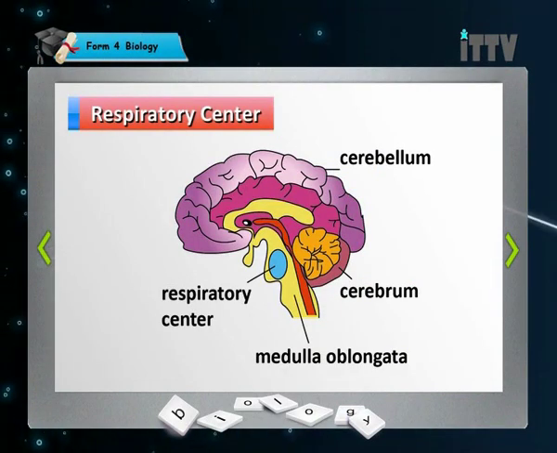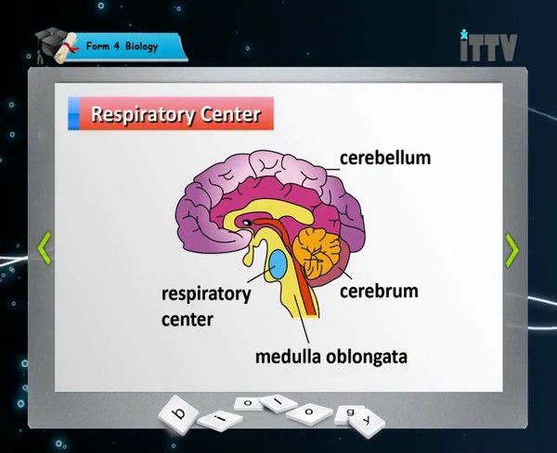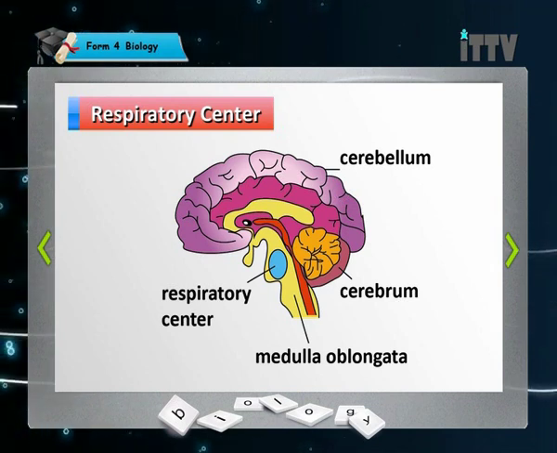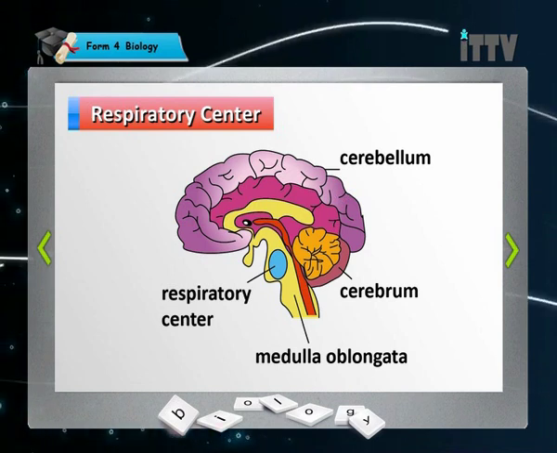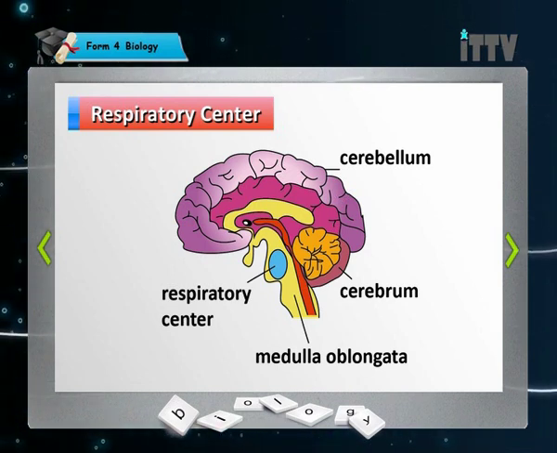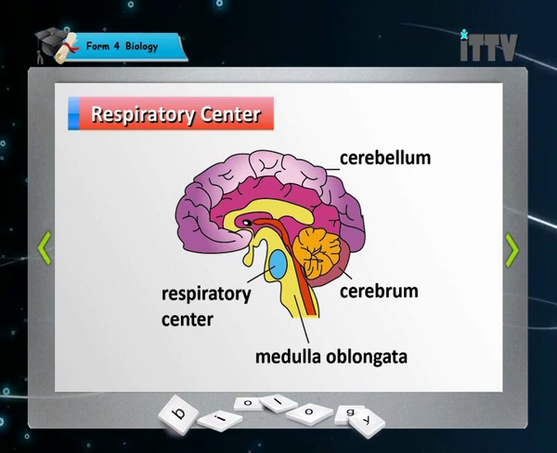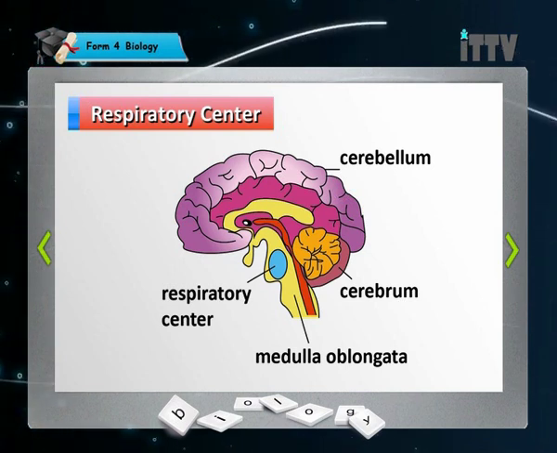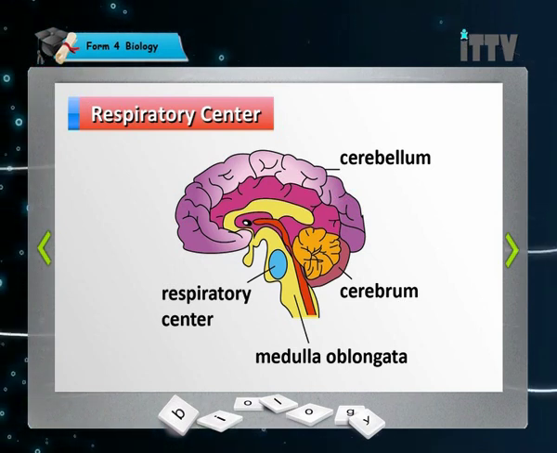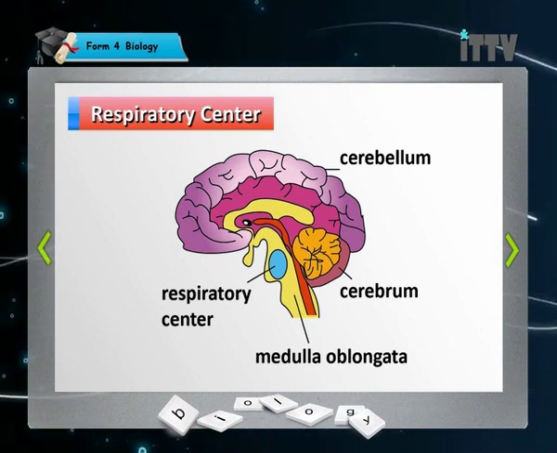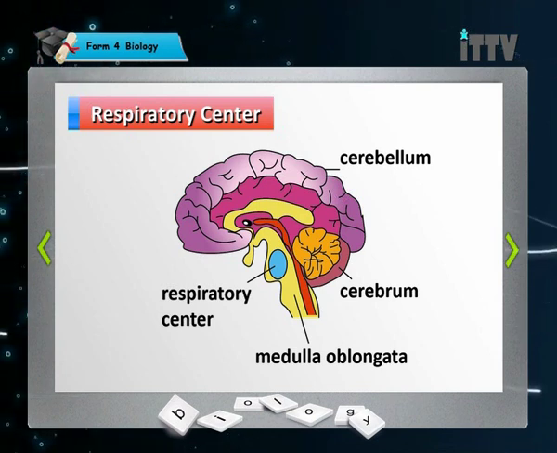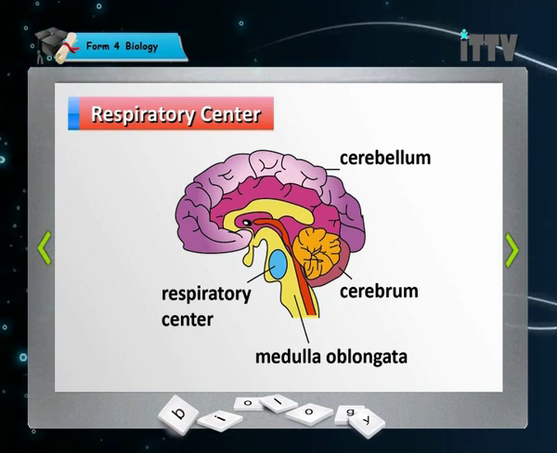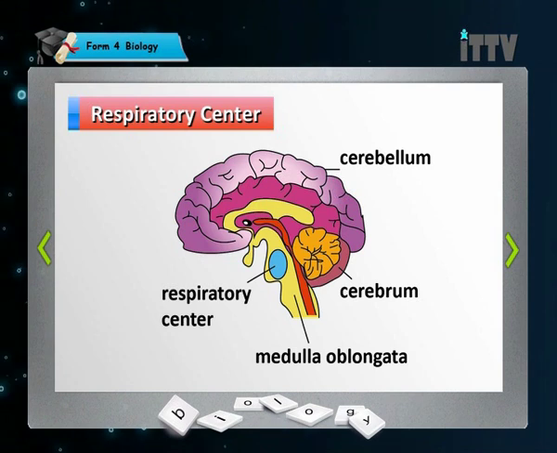The diagram before you shows the location of the respiratory center. The chemoreceptors that we were talking about are divided into two: the central chemoreceptors and the peripheral chemoreceptors. Can you see the position of the respiratory center in the brain? It is found around the medulla oblongata. It is in this medulla oblongata where the central chemoreceptors are found. They detect the change in pH found in the cerebrospinal fluid.